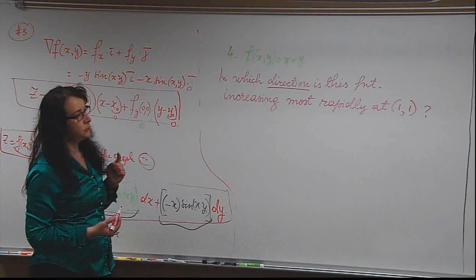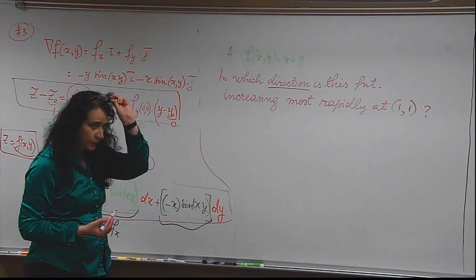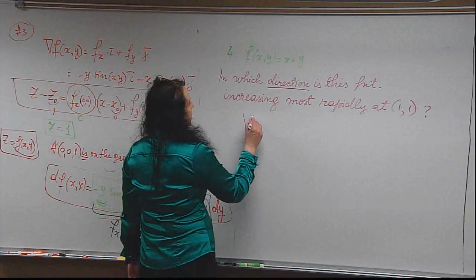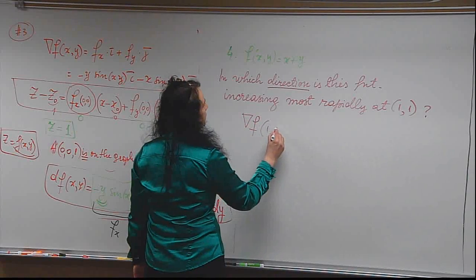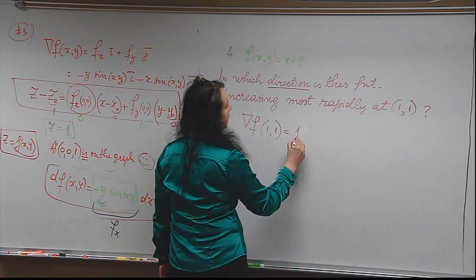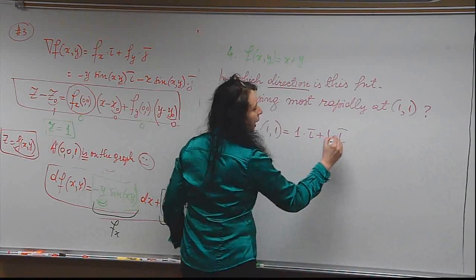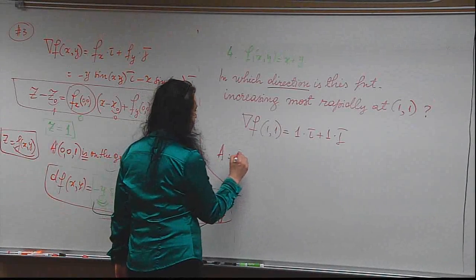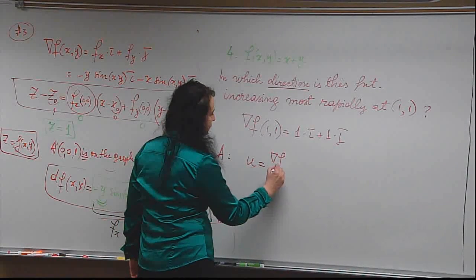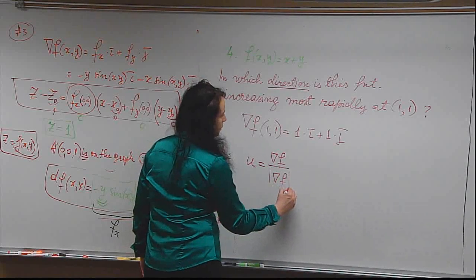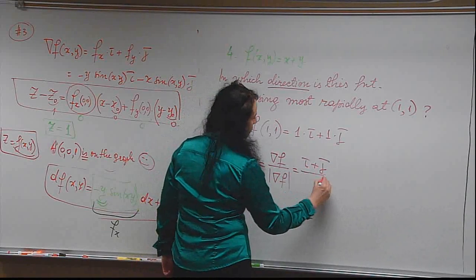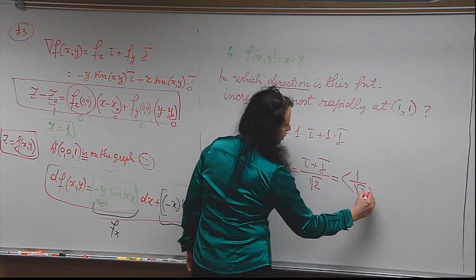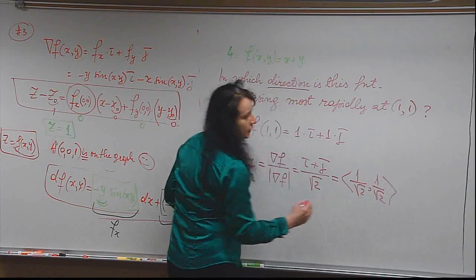But attention, when I say direction, what do I mean? Normalize it. Okay, all right. So the gradient of f at 1, 1 will be 1 times i plus 1 times j. I'm not allowed to leave it like this. I will say the answer is u equals gradient of f over norm of gradient of f, which is i plus j over square root of 2, which is the same as writing 1 over root 2, 1 over root 2. And that's it.